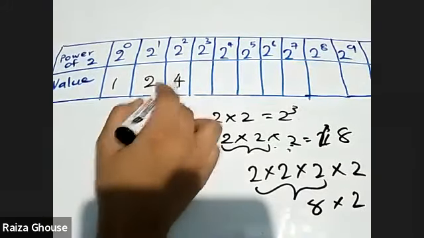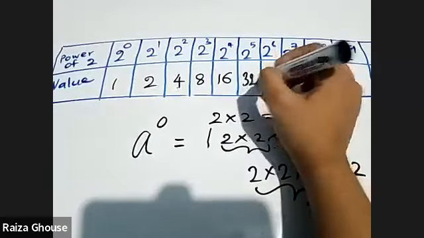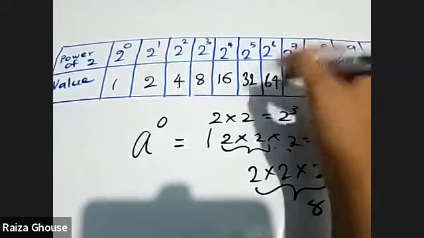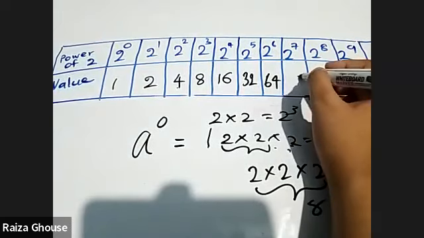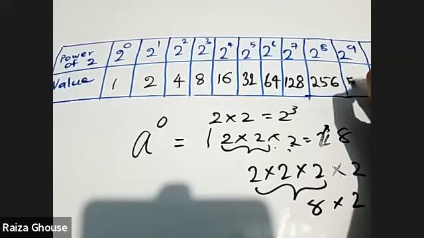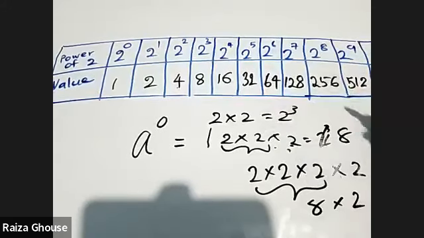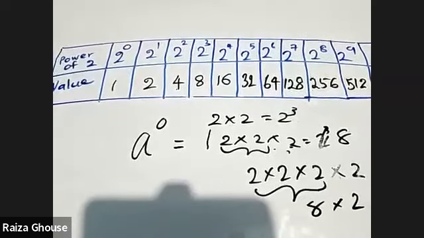2 into 2, 4, 4 into 2, 8, 8 into 2, 16, 16 into 2, 32, 32 into 2, 64, 64 into 2, what is it? 128. 128 into 2, 256. 256 into 2, 512. Very good. 512 into 2, 1024. Now that is the completed table.